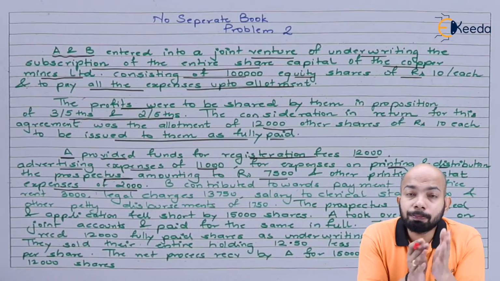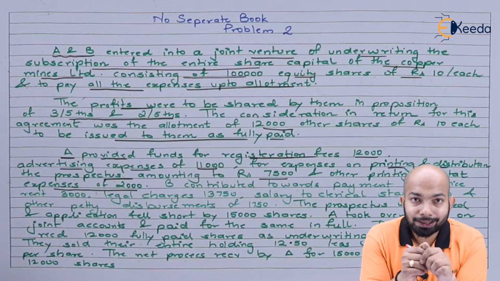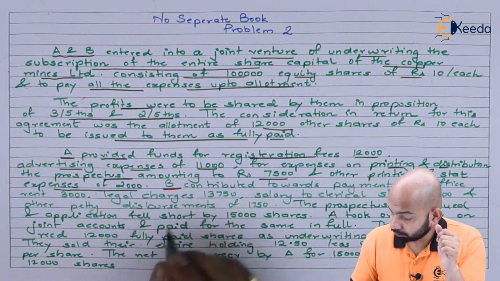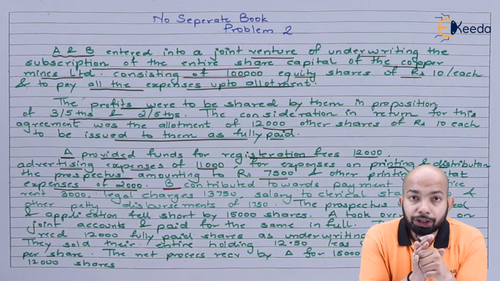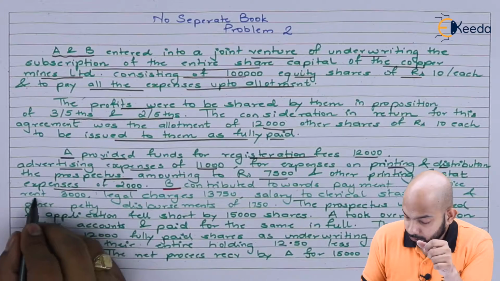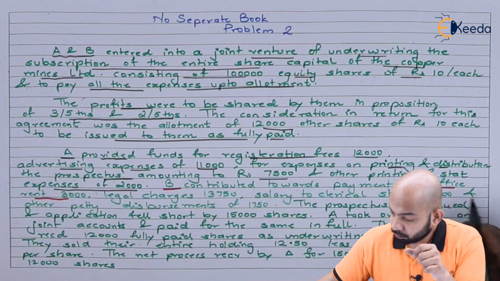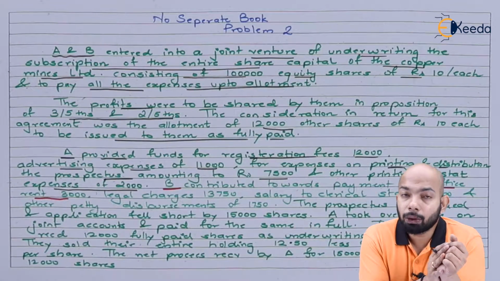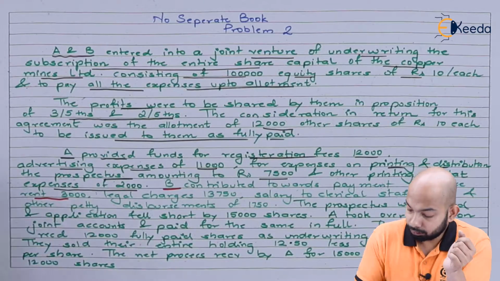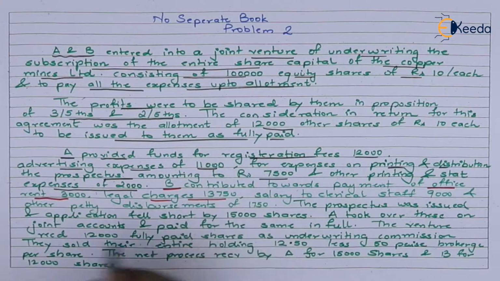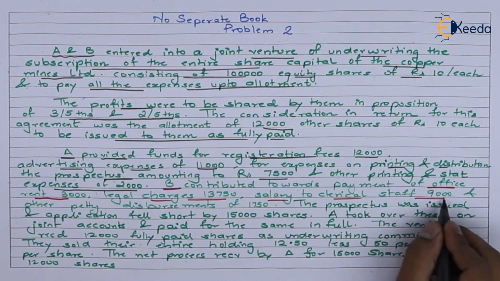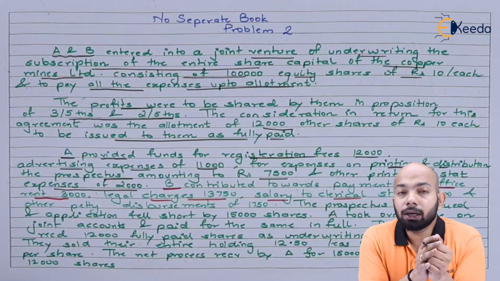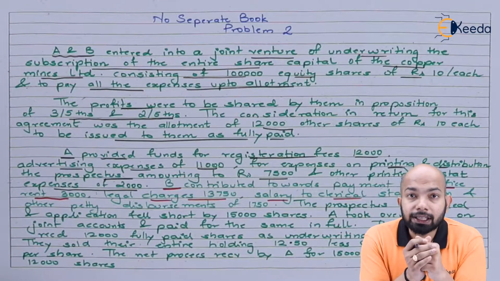Now apart from this, B also took over certain expenses, like payment of office rent, which amounted to 3,000, legal charges that amounted to 13,750, salary to clerical staff amounted to 9,000, and other petty disbursements of 1,750.